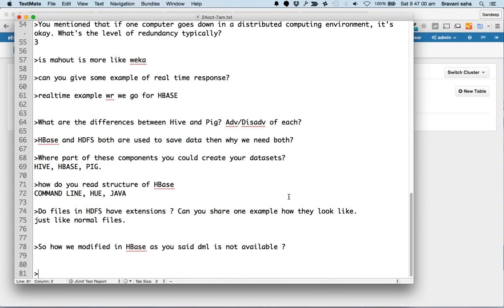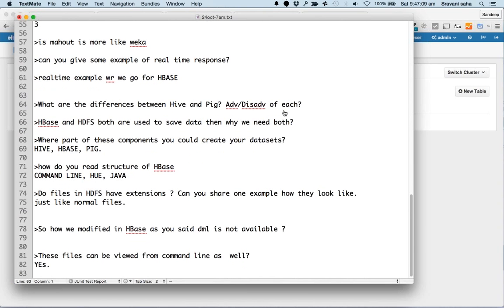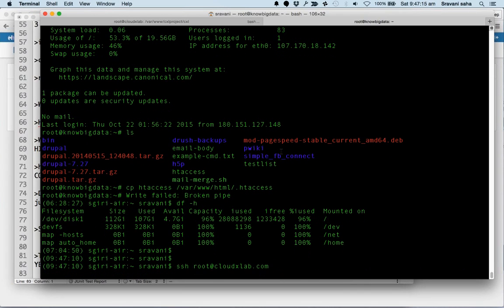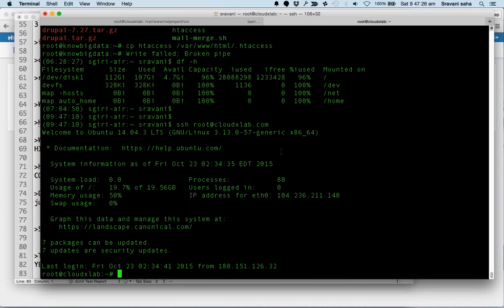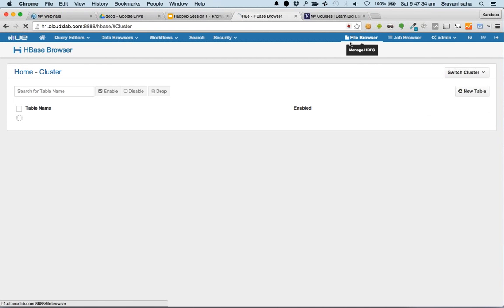Next question from Anand is, can these files be viewed from the command line as well? Yes. So you can go to the command line. I'll show you. You can SSH to root at CloudX lab. So I'm logging into my CloudX lab. From here you can run Hadoop fs -ls, and let me show you exactly the same files which we are seeing here.